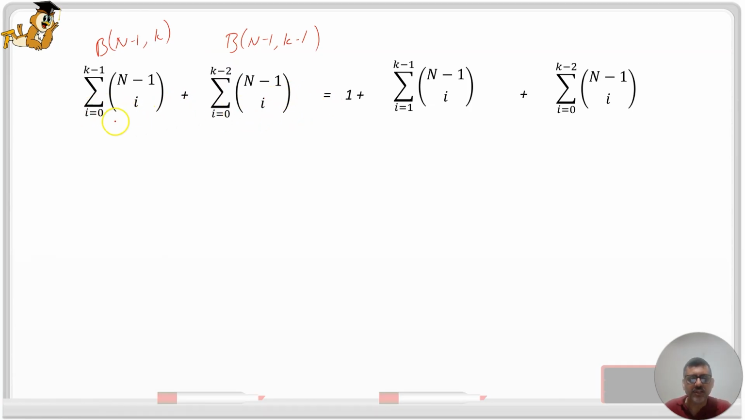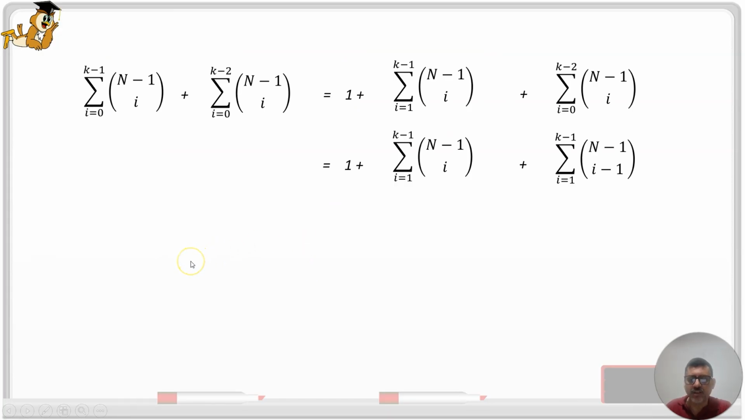And this is what it equals to. For the first summation, I have pulled out i equal to 0. So when i equals 0, anything choose 0 is 1. So that is this one. And then the summation goes from i equal to 1 to k minus 1. This is the first term. And the second term I have kept as is.